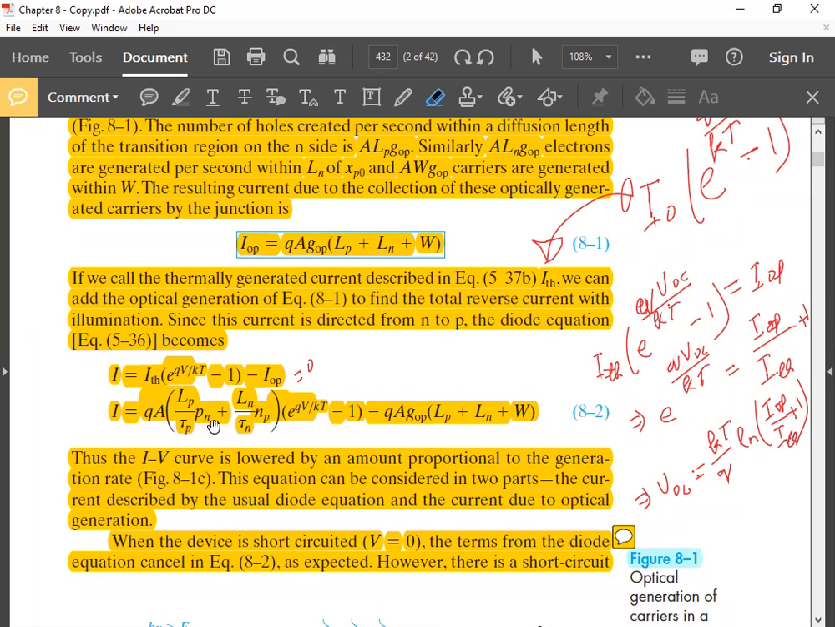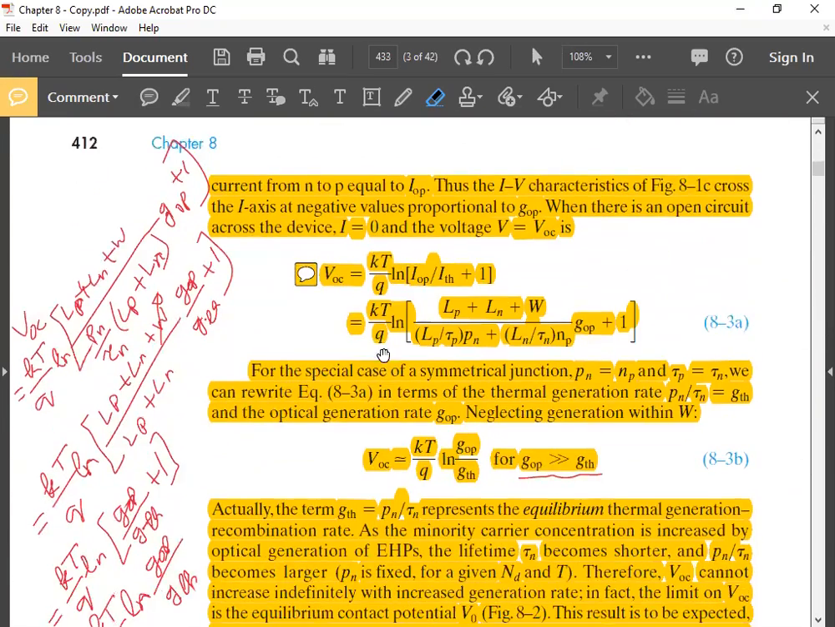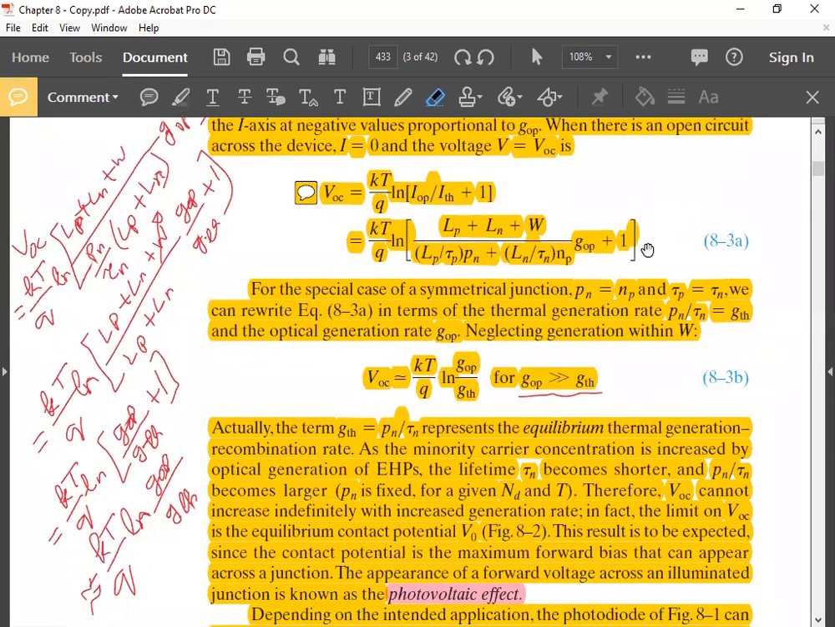So this divided by this, Iop divided by I thermal, qA will cancel. So there will be G_op into this divided by this part, Lp by tau p pn plus Ln by tau n np. So this is kT by q ln of (Lp plus Ln plus W) into G_op divided by (Lp by tau p pn plus Ln by tau n np), plus 1. So up to this, okay.